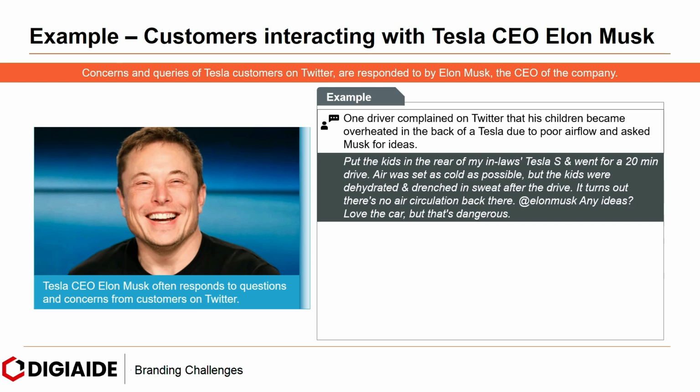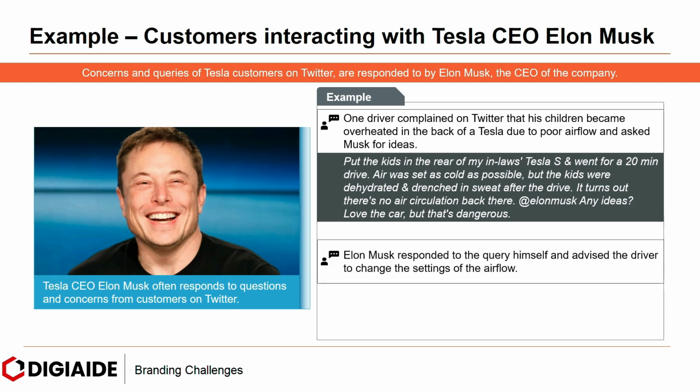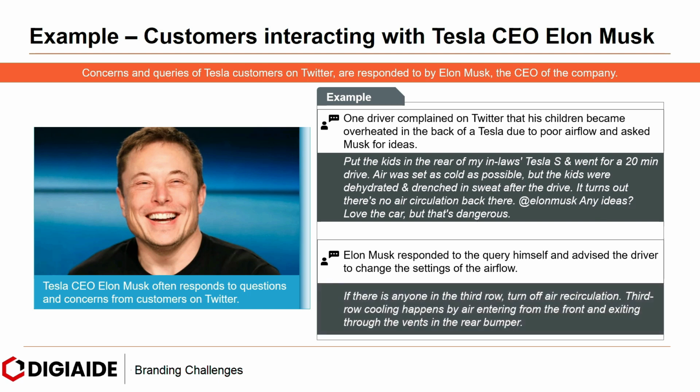"Elon Musk, any ideas? Love the car, but that's dangerous." Elon Musk responded to the query himself and advised the driver to change the settings of the airflow. He stated, "If there's anyone in the third row, turn off air recirculation. Third row cooling happens by air entering from the front and exiting through the vents in the rear bumper."